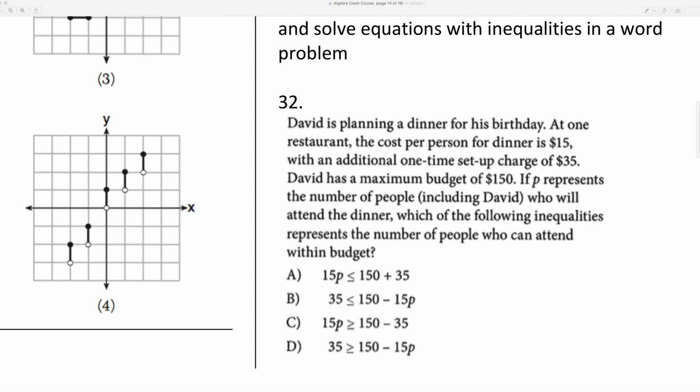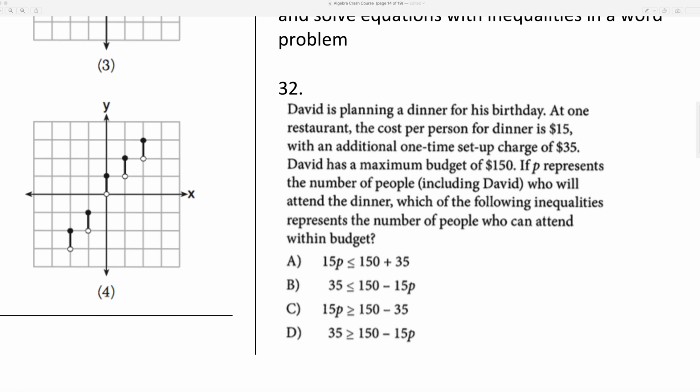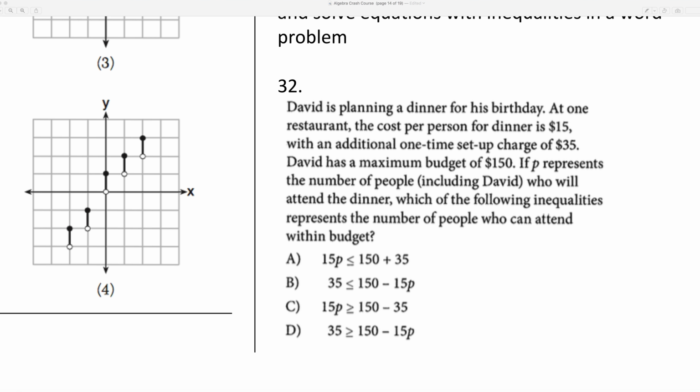Inequality word problems. You have to learn how to write these out. It's not the most complex, but it's an important idea. So there's a setup charge of $35 and the cost per person is 15. So it's going to be 35 plus 15p. And it says that his maximum budget is 150, so it needs to be less than or equal to 150.